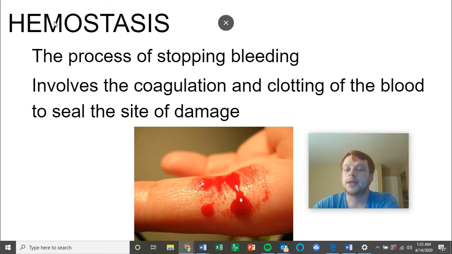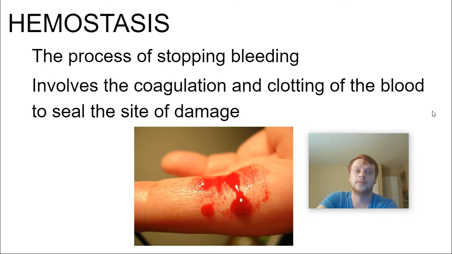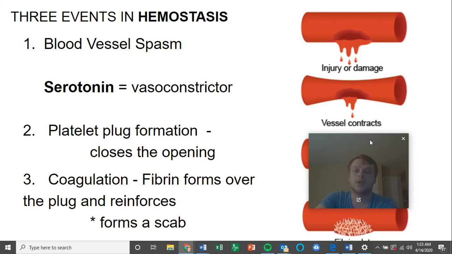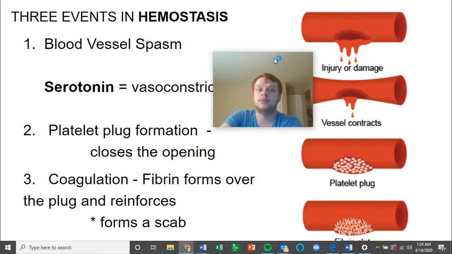This process of actually regulating blood flow, especially if you have an open wound, is called hemostasis. So this has the same root here as homeostasis, but this is in relation to blood. That's what hemo means. So this stops bleeding, and the way that happens is through a process called coagulation, where your blood clots and then seals that wound shut. There are three major parts here.